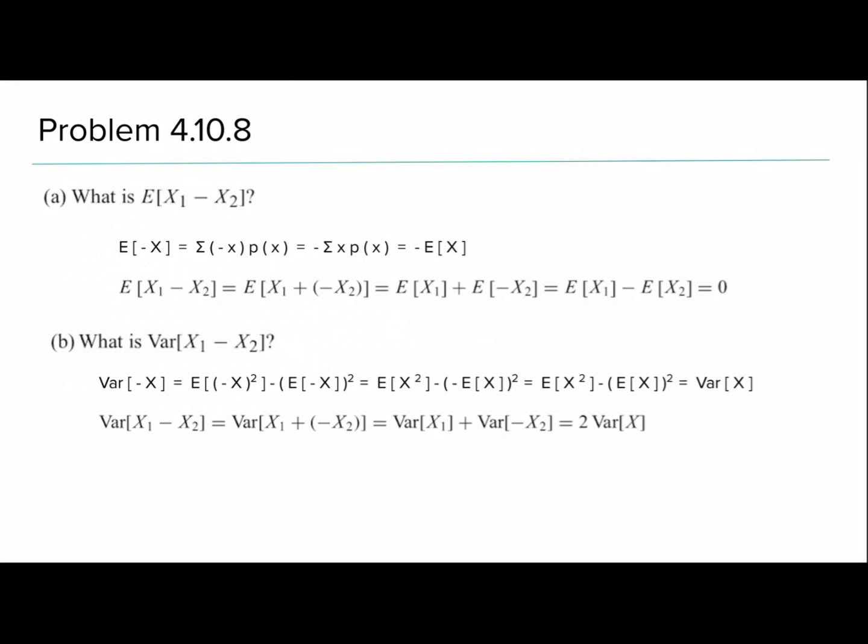And for variance of x1 minus x2, the first thing to note is that variance of minus x is not equal to minus of variance of x, but in fact is equal to variance of x. So variance of x1 minus x2 will be equal to variance of x1 plus variance of minus x2, which comes out to be 2 times variance of x instead of becoming 0.